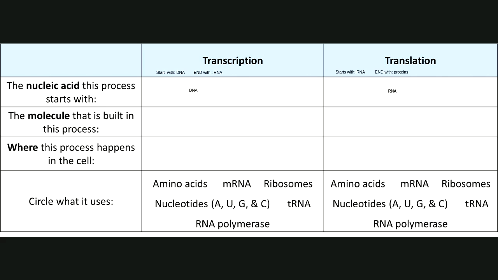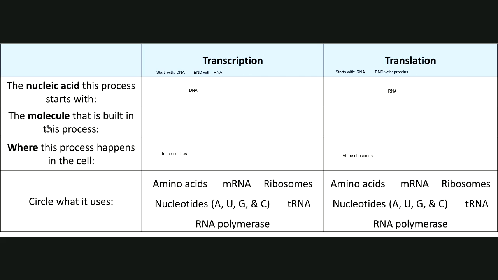Now, once I finish transcription and I've made RNA, RNA leaves the nucleus and it goes out and it finds which organelle? Which organelle does translation? The ribosome. Exactly. So at the ribosomes. The ribosomes do translation, and they're the location of translation. And the process of transcription, since I start with DNA, DNA can only ever be in the nucleus. That's where transcription happens.